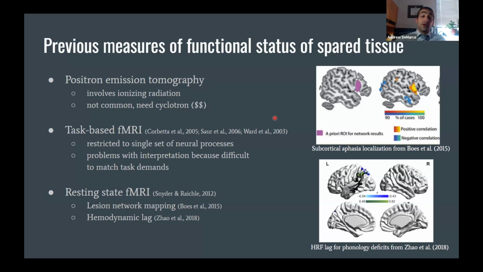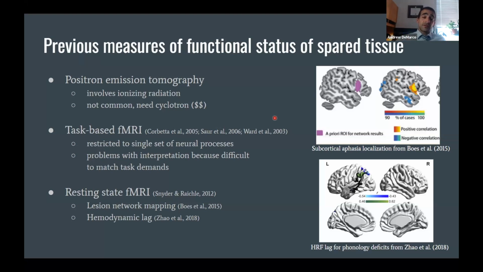Other approaches to measuring the functional status of spared tissue have involved, for instance, task-based fMRI. Like Corbetta's spatial neglect recovery, Ward's motor stroke recovery. The problem, or some problems with task fMRI here, is that you're... and I should say also what I showed in the first half of this talk.